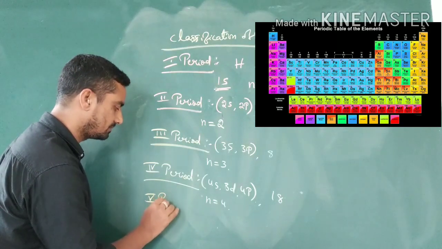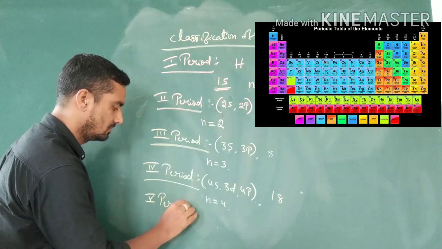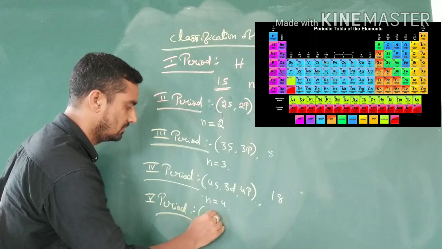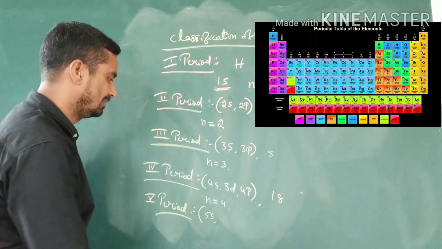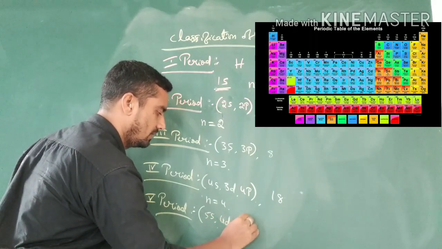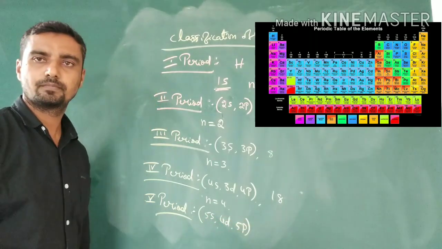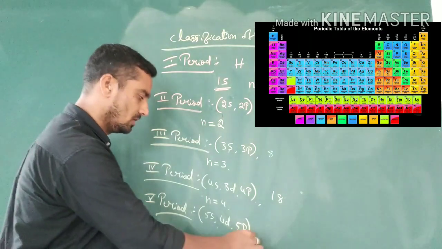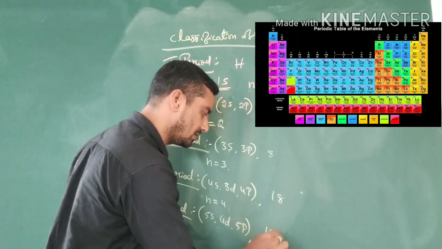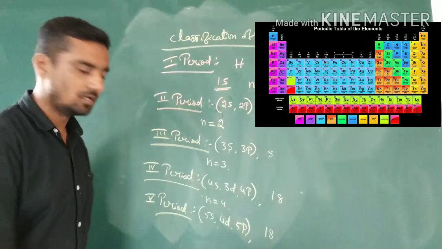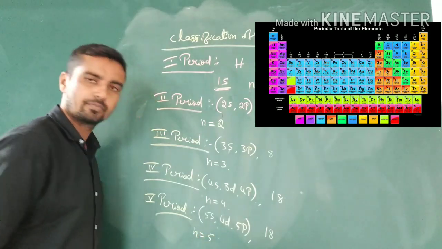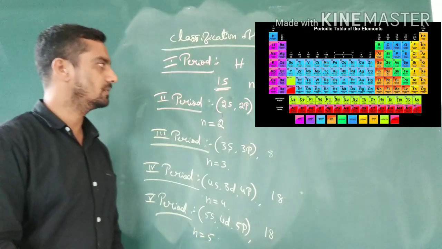Fifth period. The fifth period is nothing but 5s, 4d and 5p. Here also, this fifth period contains 18 elements. The principal quantum number for this one is n equals 5.